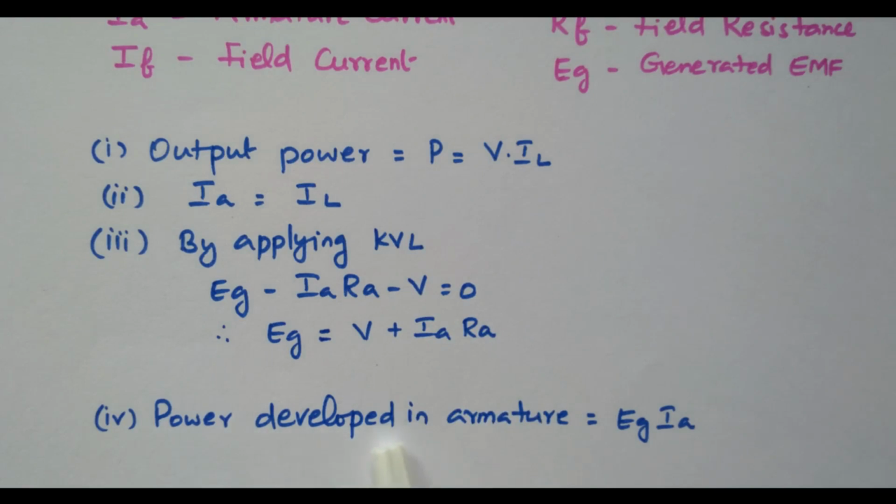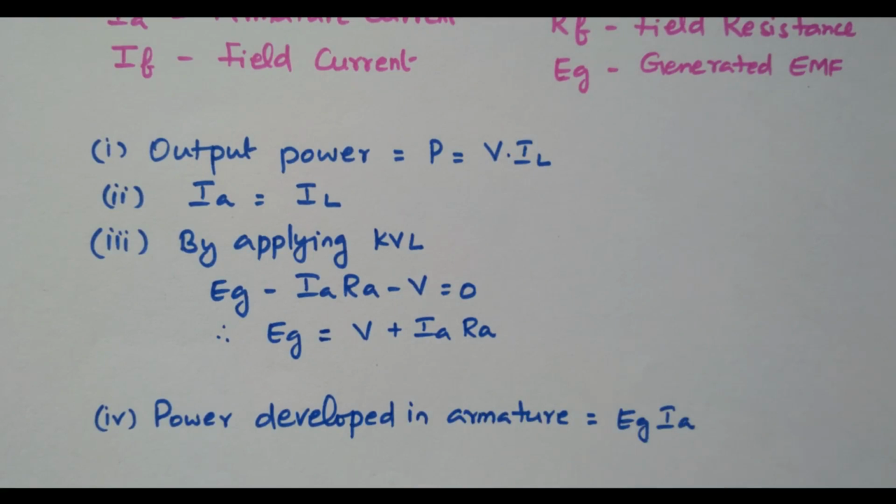So the power developed in the armature is EG into IA, generated EMF into IA, but while going to the load end, it is V into IL. Some voltage will be dropped here, so some of the power will be reduced, and the balance power is available at the load end. So this is inside the armature, this is outside the armature, that is the load terminal. EG into IA becomes V into IL at the load end. So there is a small drop called IA and RA.